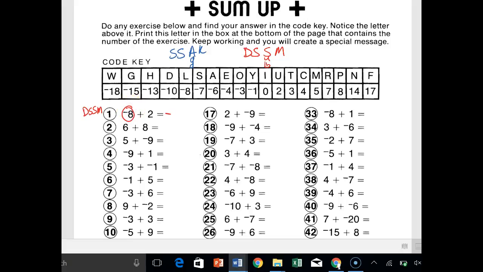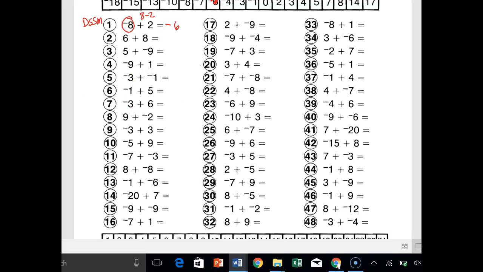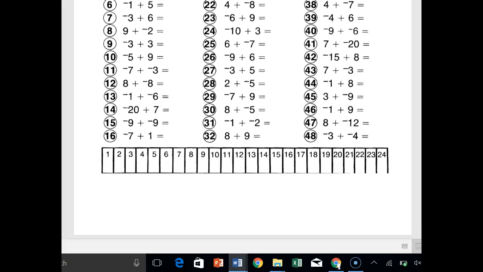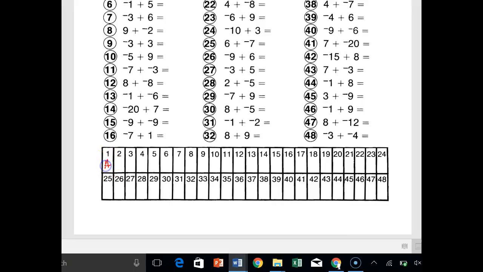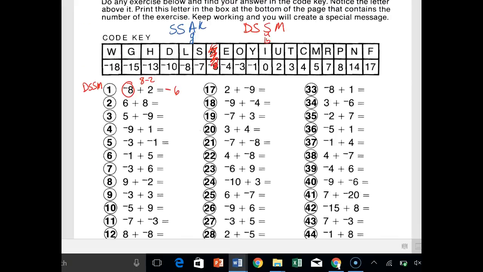So you're circling the one that has more negatives, and you're saying 8 minus 2, and that's negative 6. So you're looking for negative 6. There's A. We're going to cross off A and put it in the bottom here on 1. A.